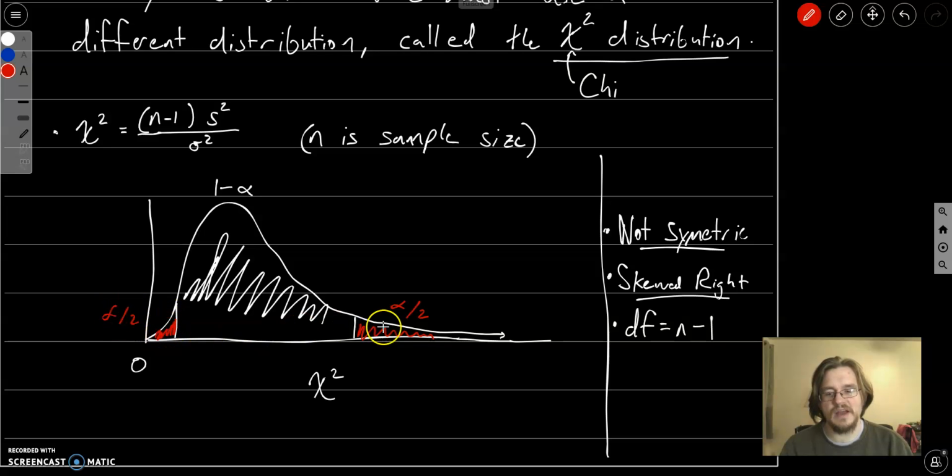So we want to put the same area on both sides, but because it's not symmetric, how do we decide where it is? We just have to use some sort of calculator or table to come up with these values. Since it's not symmetric, we could essentially put these anywhere that we wanted to. So we just have to be a little bit careful.